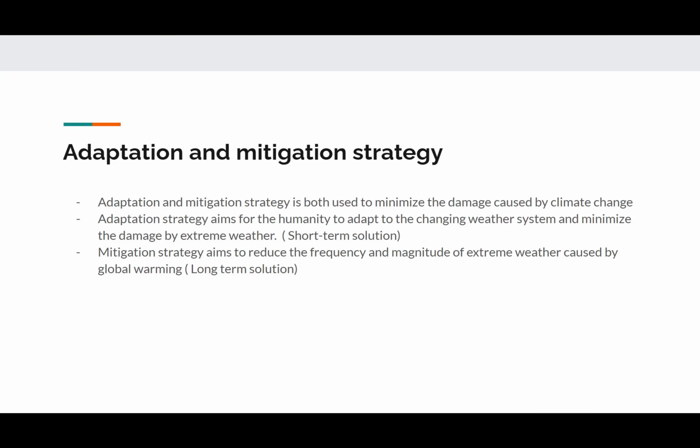Now, I would like to talk a bit about adaptation and mitigation strategies to combat climate change. Adaptation and mitigation strategies are both used to minimize the damage caused by climate change. Adaptation strategy aims for humanity to adapt to the changing weather system and minimize the damage caused by extreme weather such as flooding, drought, and hurricanes. It is considered a short-term solution, while mitigation strategy aims to reduce the frequency and magnitude of extreme weather caused by global warming, and this can be classified as a long-term solution.